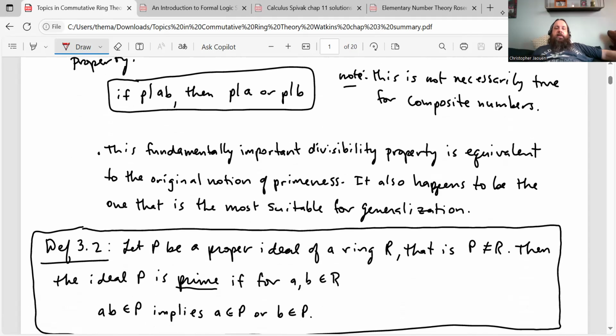This fundamentally important divisibility property is equivalent to the original notion of primeness, and it happens to be the one that is most suitable for generalization. So we're going to use that to define what we mean by a prime ideal.